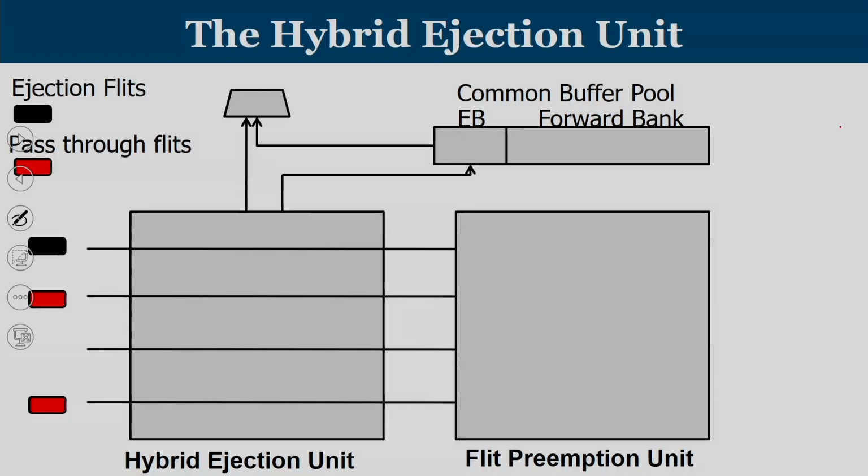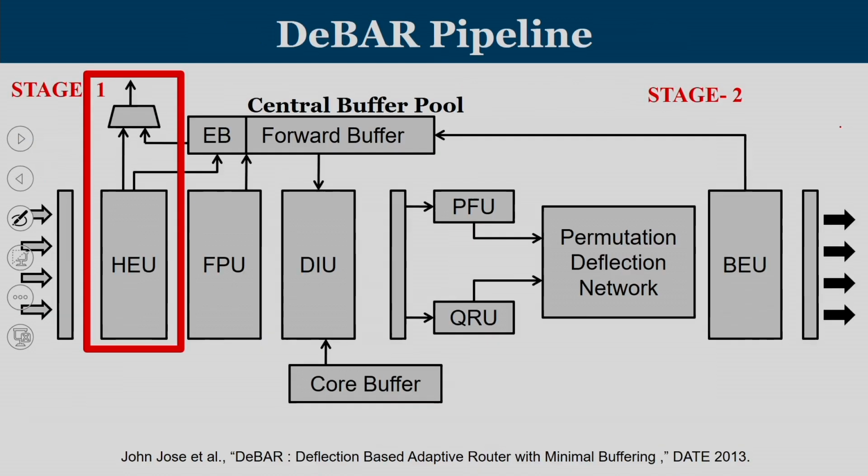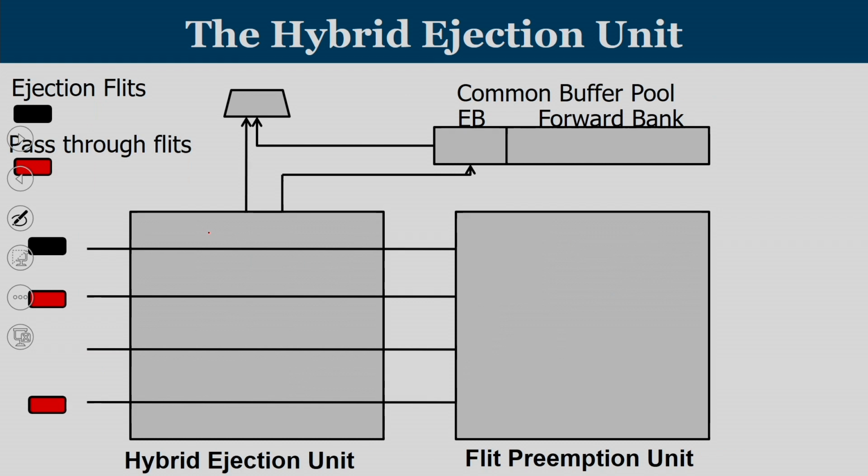So, this is the zoomed version of a hybrid ejection unit and a fluid preemption unit. These two units, what you see on the left hand side of the pipeline, the hybrid ejection unit and the fluid preemption unit, have to be discussed in detail. The next slide will show the hybrid ejection unit towards your left side and the fluid preemption unit towards your right side. The duty of the hybrid ejection unit is to analyze whether a fluid is to be ejected or not, whether they are destined to the local core or not. Let us see how the hybrid ejection unit works.